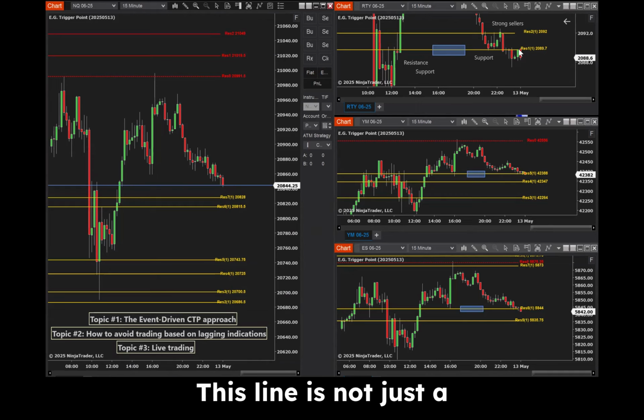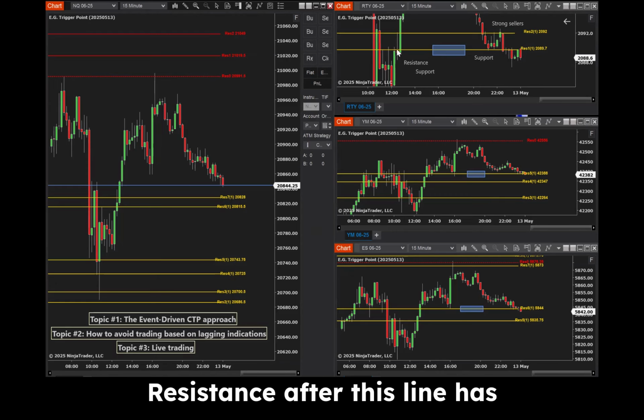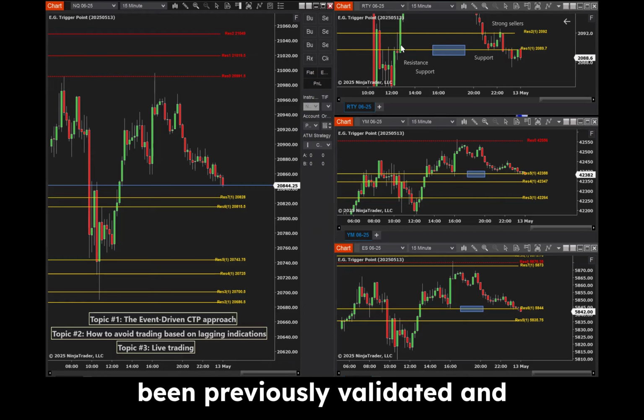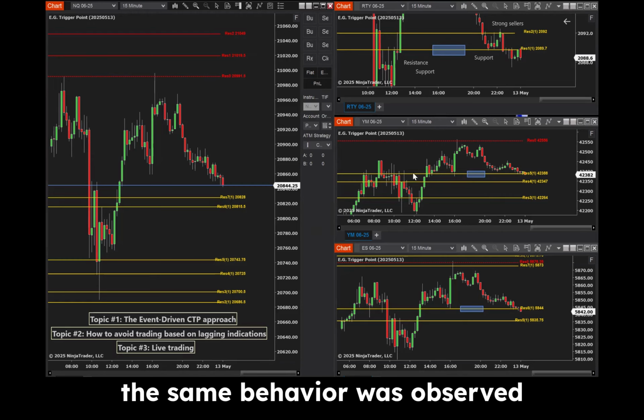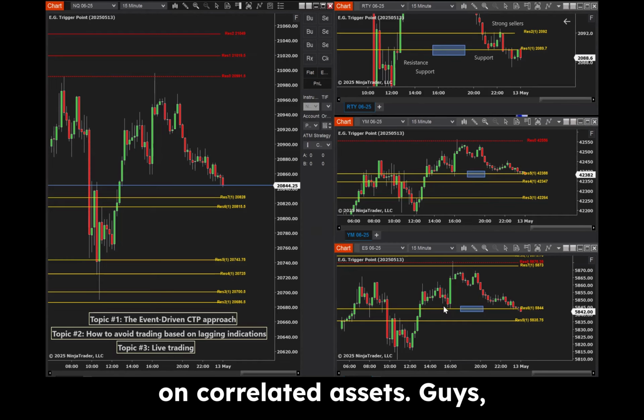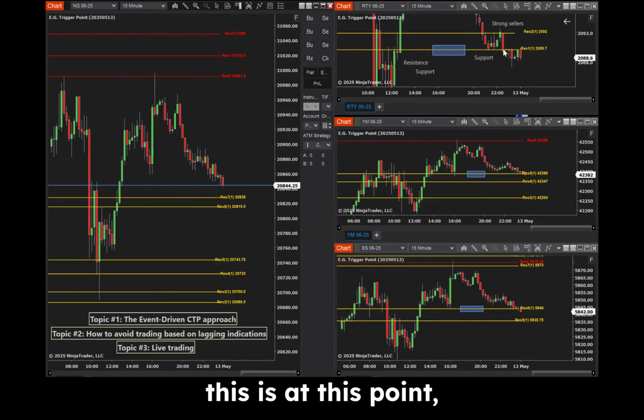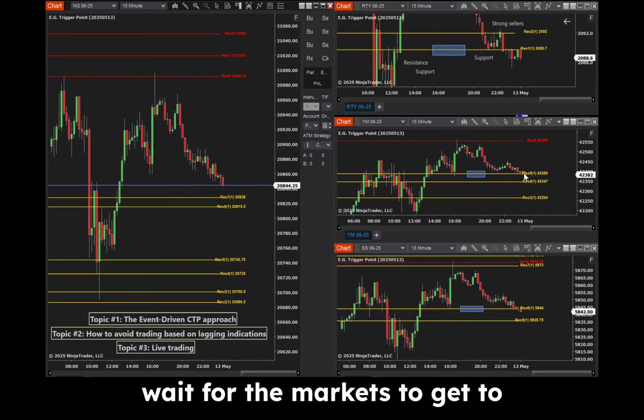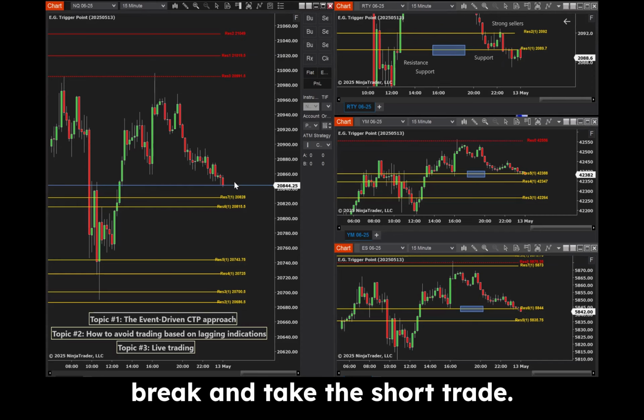This line is not just a resistance line here for RTY. It has strong historical context. Support, strong sellers, back to support, broke, resistance after this line has been previously validated. And the same behavior was observed on correlated assets. Guys, at this point, this is an A+ setup for me: to wait for the markets to get to this equivalent support and break and take the short trade.